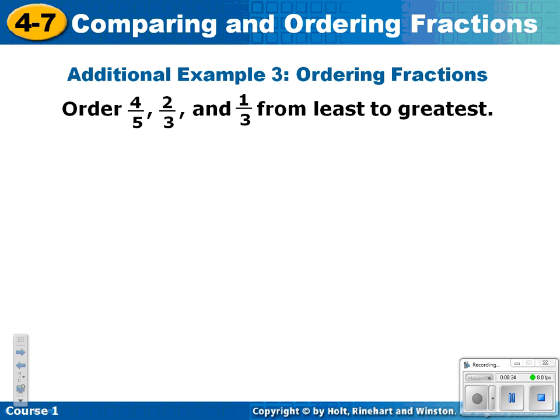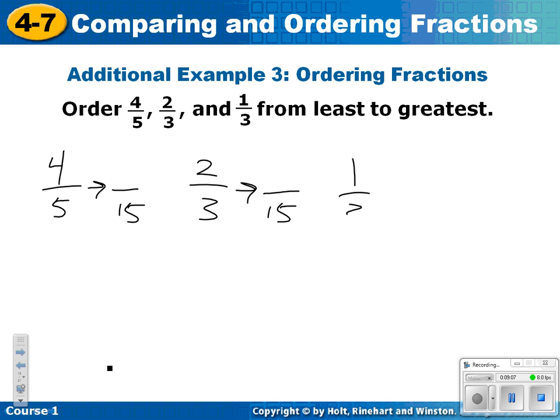Now, it's also going to have questions like this. We have to put these in order: 4/5, 2/3, and 1/3. We need to find a common denominator. What would a common denominator for 4/5, 2/3, and 1/3 be? 15. So 4/5 is going to become something over 15. And then 2/3 is going to become something over 15. And 1/3 is going to become something over 15.